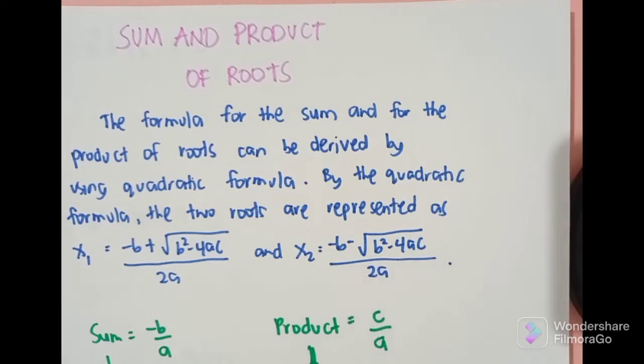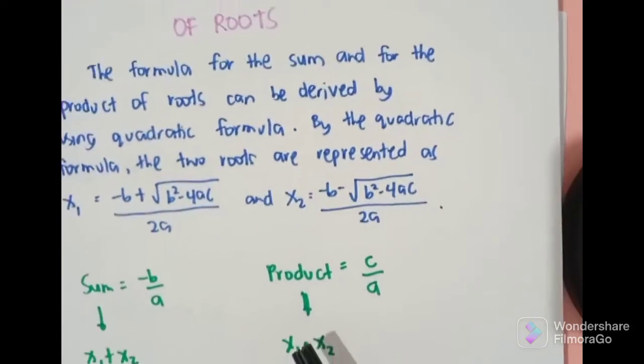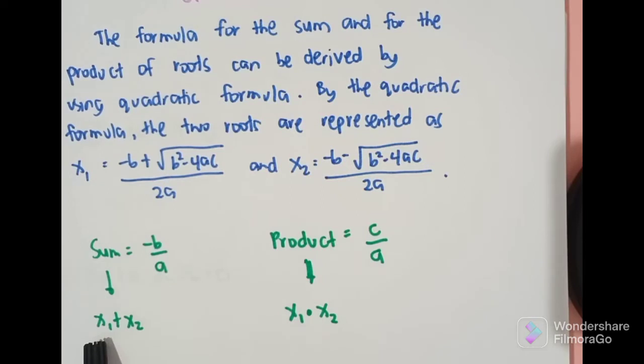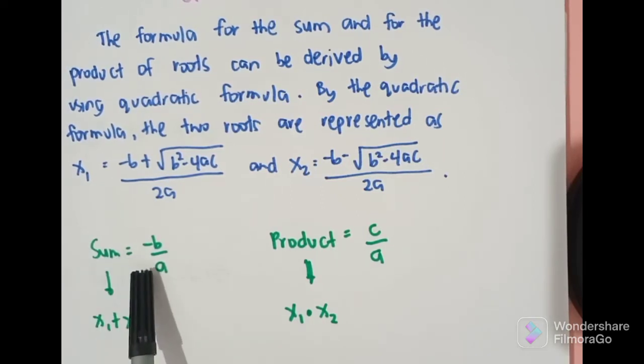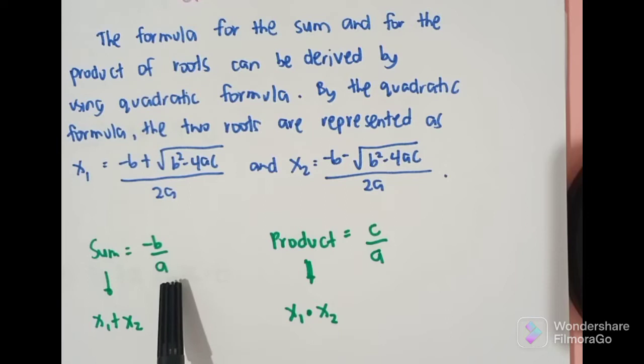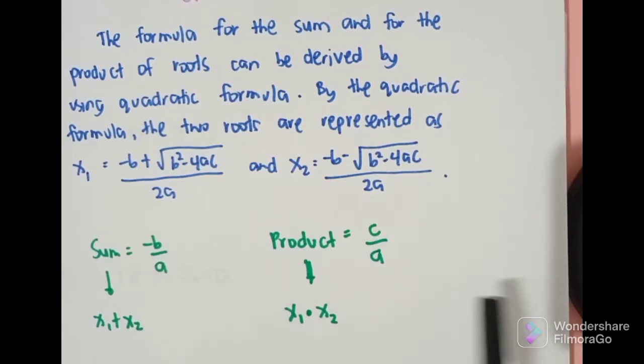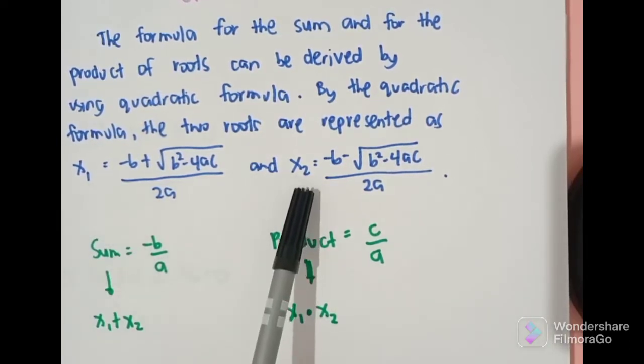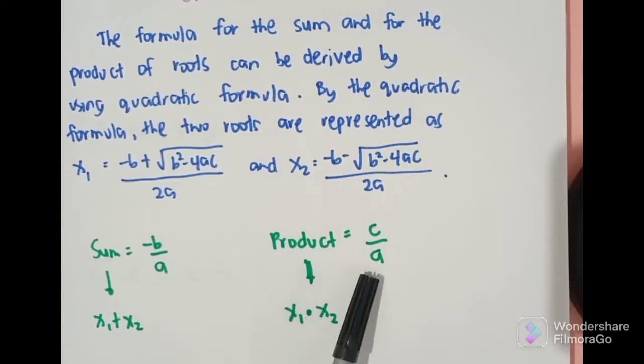Okay, when we add x sub 1 and x sub 2, the result is this formula. So, x sub 1 plus x sub 2, or the sum, will be equal to negative b over a. On the other hand, when we multiply x sub 1 and x sub 2, or their product, the result is c over a. So, therefore, to get the sum and product of roots of a quadratic equation, we just use the formula for sum, negative b over a, and for product, c over a.